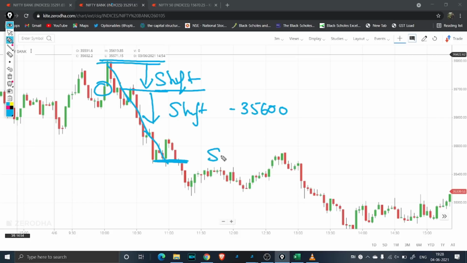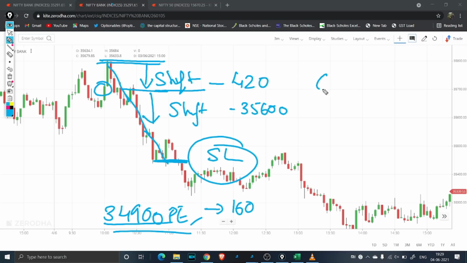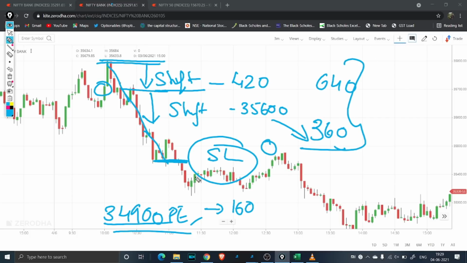So at this point, I entered a counter trade. So I entered 34,900 puts. So this was the counter trade which I entered around 160. So we had shorted both of this at around 420 each, and one triggered the stop loss at 640, and the other one was around 360 rupees because we had already done 2 shifts. So since we had done 2 shifts, it was around 360 rupees, and we did a counter trade. And this entire trade gave us almost zero. It didn't really give us any profit.